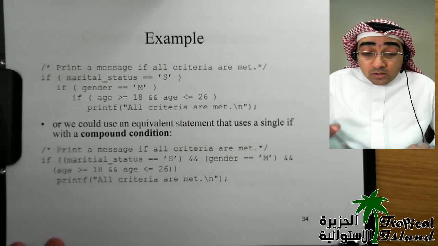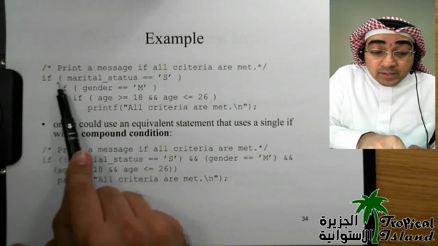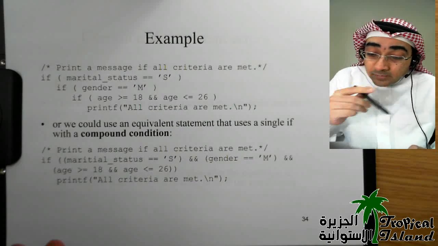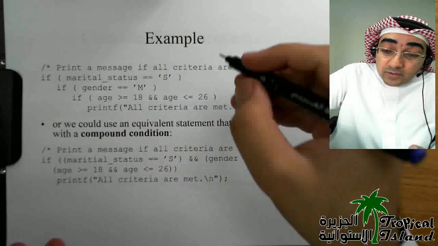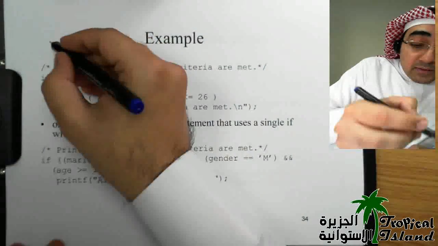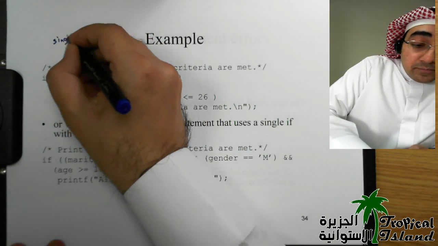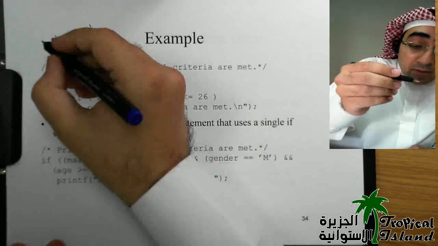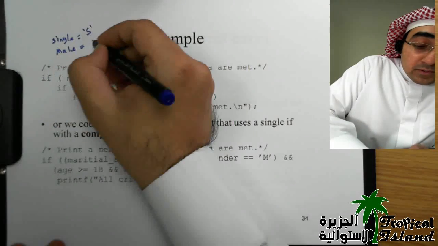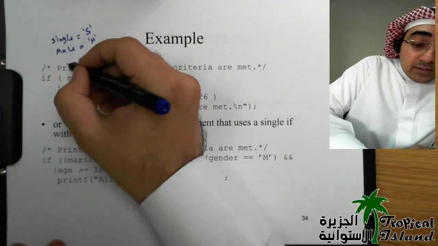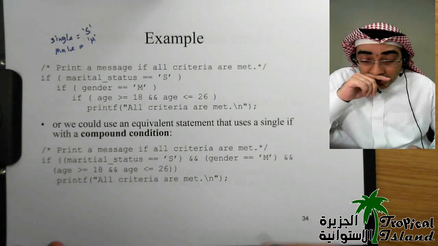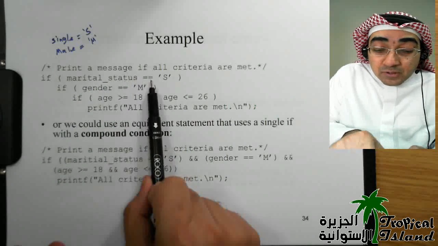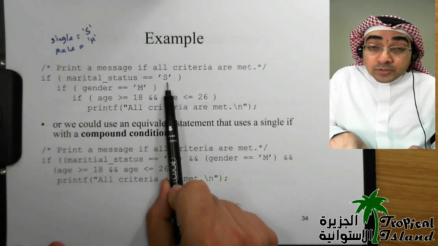So I start my program and I say if marital status is equal to S. Suppose a single is S. Over here I'll give you the assumptions that I have prior to starting. A single is given by the letter S, male is given by M, and female is F always, and the ages are given as numbers. First of all I check if the marital status is S, single or not.